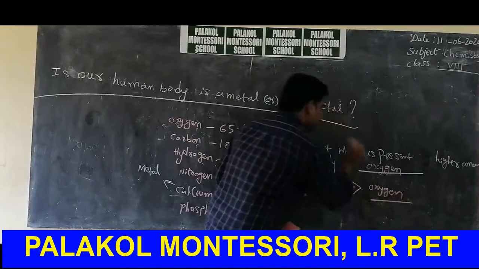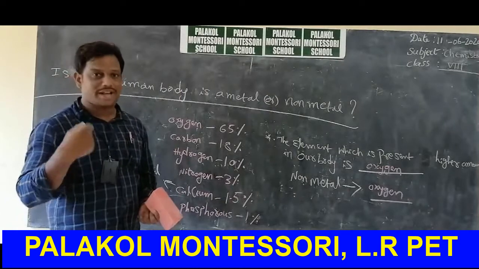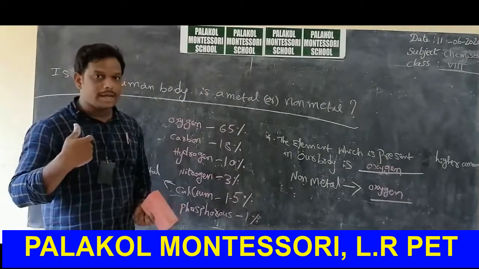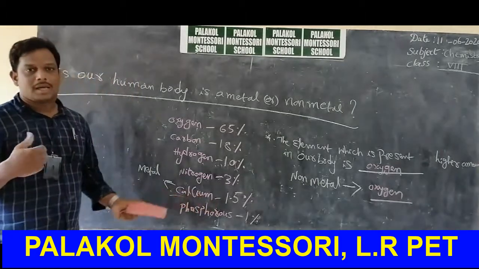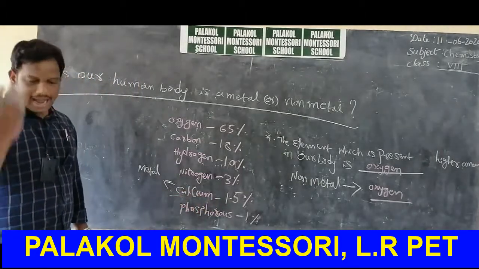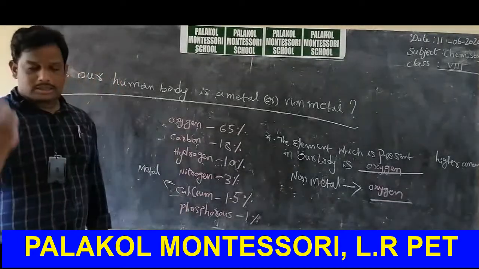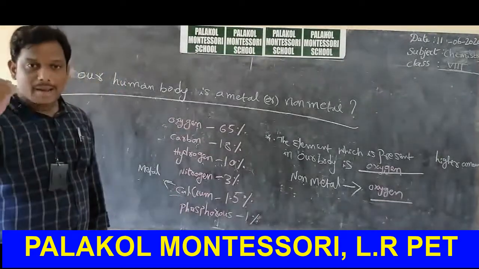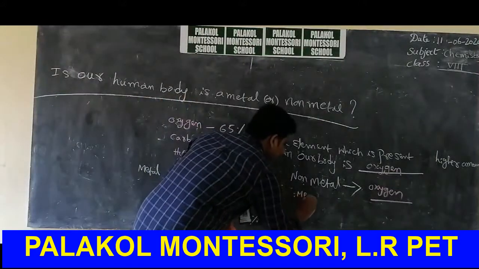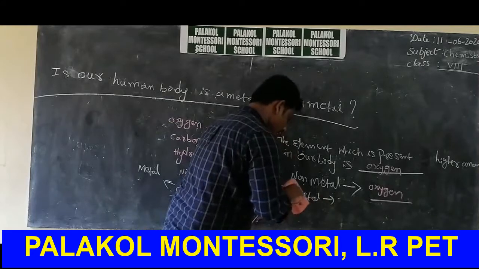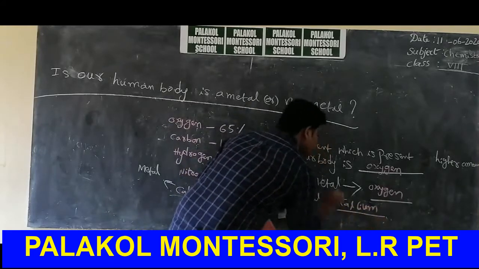Very important bit. In our human body, the metal which is present in higher amount is nothing but calcium. I will repeat it again because it is very important. The metal which is present in higher amount in our body is calcium. So here we have three bits.